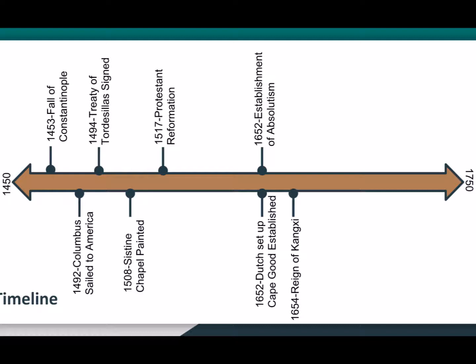Jumping to 1652, the Dutch set up shop in the Cape of Good Hope. In 1652, again, the establishment of absolutism happens, started by King Louis XIV. And the last thing on our timeline, 1654, starts the reign of Kangxi.